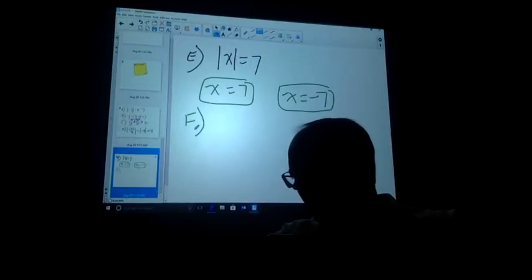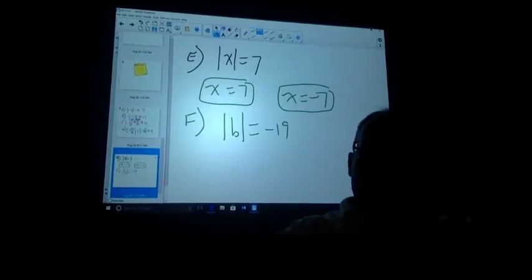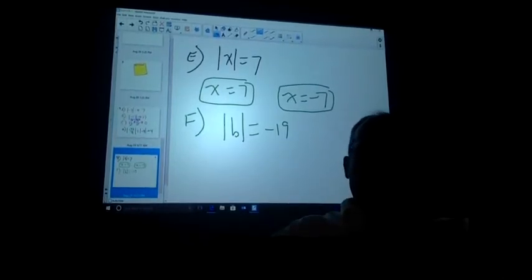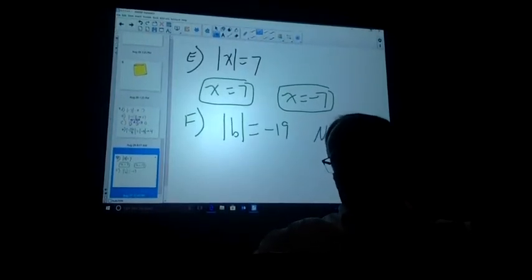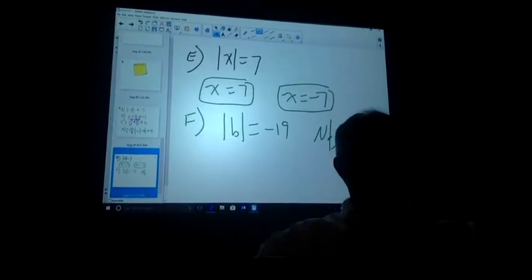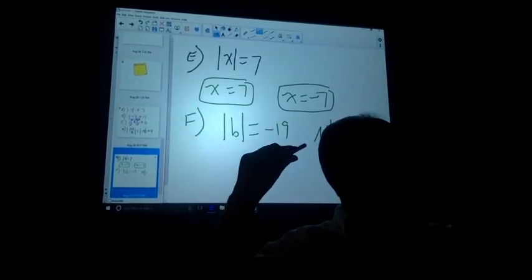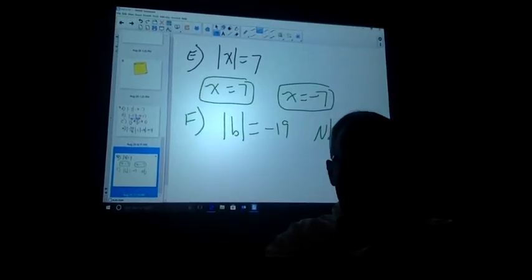Letter F says absolute value of B is equal to negative 19. So here's a question. Can I be a negative distance away from something? No. It doesn't make sense. So this problem has what for a solution? There's no solution. Okay? I can't plug a number in for B, take the absolute value of it, and get a negative answer out. Right? Can I move on? Yes. Letter G.